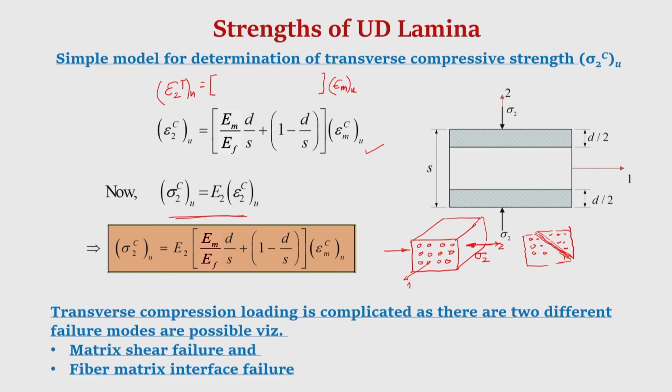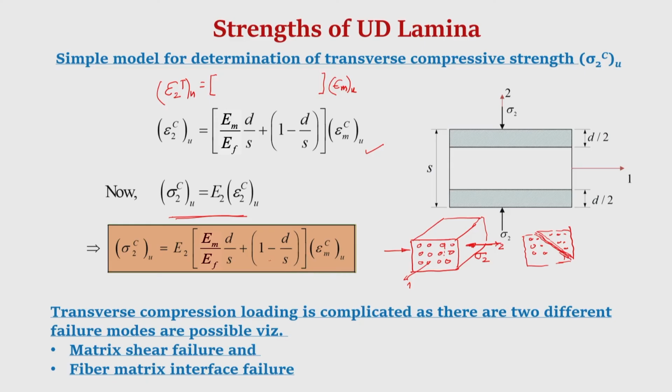So, from the analysis of some compression failure specimens, it could be observed that many times it is because of matrix shear failure or fiber matrix interface failure. Under this, there may be failure at the interface of the fiber and the matrix, and it might fail. Therefore, this simple model does not work out for determination of the transverse compression strength. However, this gives us a first hand idea of how the transverse compression strength is decided, if it is only because of the transverse tensile strain in the matrix, and how it is influenced by the fiber properties, the matrix properties and the relative volume fractions.